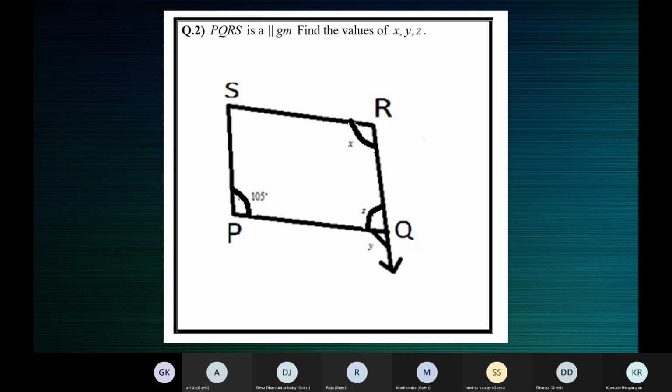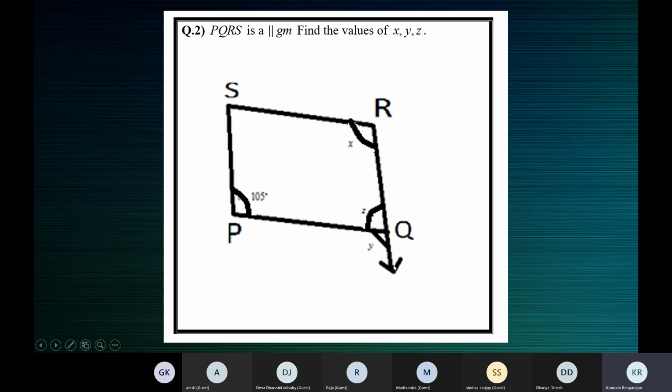No. Ma'am, SP and RQ, ma'am. No, but we have only two choices. If it is not the first one, it has to be the second one. But you should be clear on that, children. See here, SP parallel to RQ. PQ is a transversal. So we have here parallel line SP, transversal PQ, and parallel line again RQ produced.